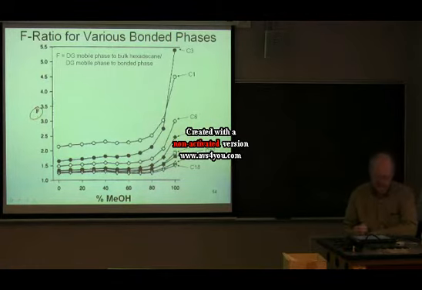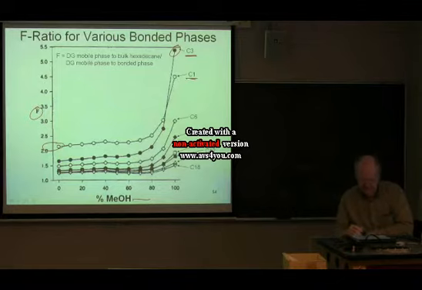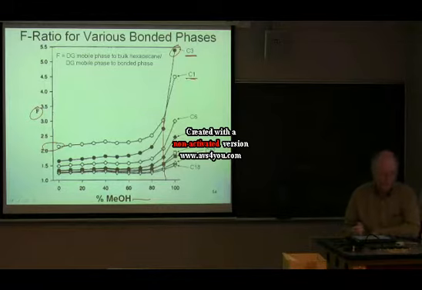So here's that ratio, F. Here's percent methanol. This is with a C3, a propyl silane phase. This is with a methyl silane phase. This takes us almost up to 90% methanol. Ratio is only 2. If we look at C18, that ratio is about 1.2.